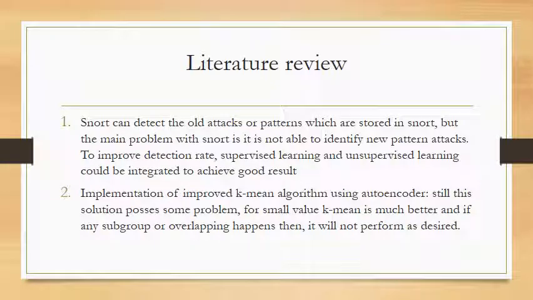For the literature review, we analyzed papers which use Snort, the K-means algorithm, and the C4.5 algorithm, and even the BAT algorithm, because BAT is a new algorithm. We found that Snort is able to detect any pattern that is stored in its database. But if a pattern is unknown, Snort is not able to detect it. So if we implement machine learning with Snort, it will improve the intrusion detection system.